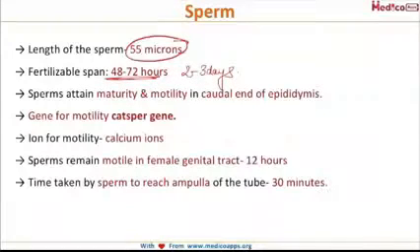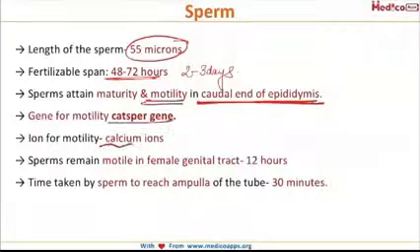And these sperm attain their motility in the caudal end of the epididymis. Take care of the word motility, because we'll get a question on where the sperm attains hypermotility, and we'll come to that later on. The sperm attains its motility in the caudal end of the epididymis. And what is the gene involved in it? It is the CatSper gene. And the ion involved is calcium.